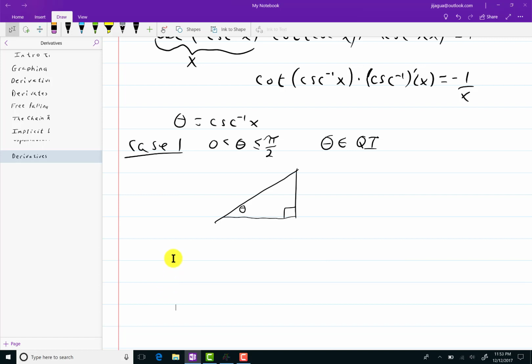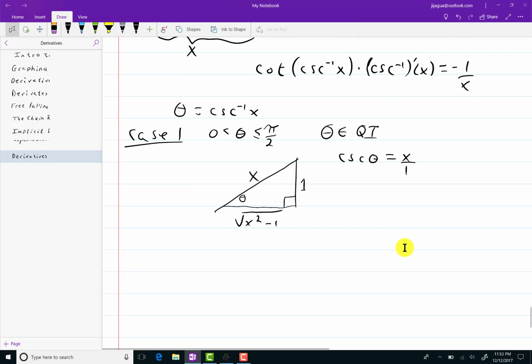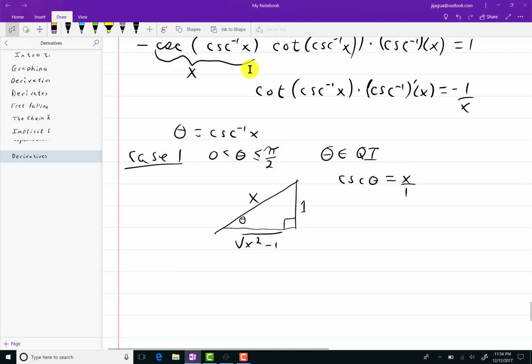So if theta equals cosecant inverse of x, then cosecant of theta equals x, and cosecant, remember sine is opposite over hypotenuse, so cosecant is hypotenuse over opposite. So I'm going to put an x here and then a 1 here. That's hypotenuse over opposite. The Pythagorean theorem fills out the rest. My equation that I had up here, let me copy it.